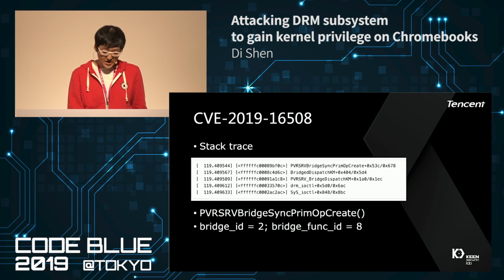So this is the stack trace. By analyzing the stack trace, I know that the vulnerable function may be this one, PVRSRVBridgeSyncPrimOpCreate. If you want to access this function, you simply set the bridge ID to 2 and the bridge function ID to 8. Then you can call this vulnerable function.